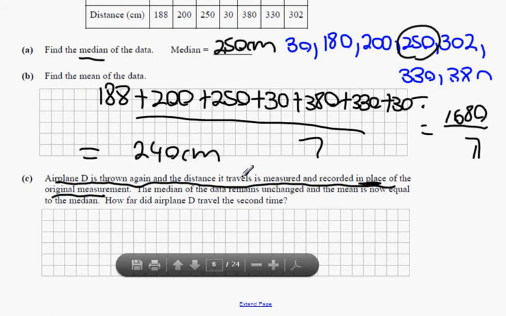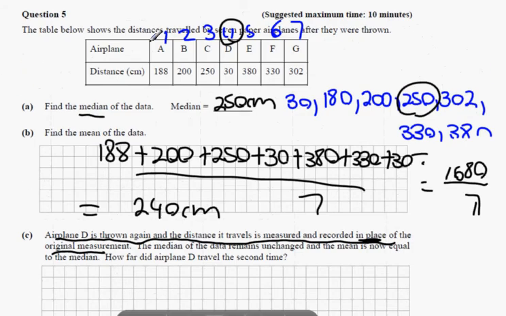The median of the data remains unchanged, and the mean is now equal to the median. How far did the airplane D travel the second time? Now here's an interesting number, okay? If the median wasn't changed, what does that mean? Where was airplane D? Airplane D was located here. How far up the scales does it have to get before it changes the median? Above 250. Has to get above 250.